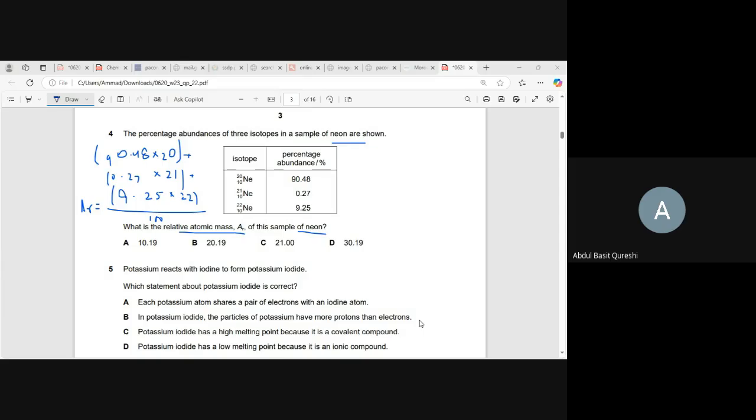Miss, can we use the periodic table to give the answer? No, no. Isotopic abundances are given to you, no? So you cannot use the periodic table. B is the right answer. Just give me a minute.